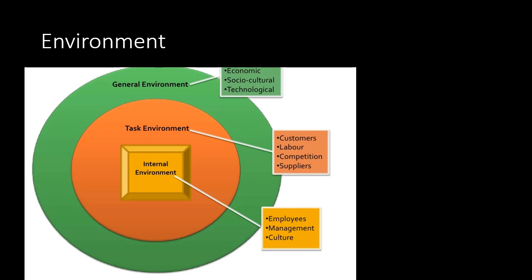The external environment includes two types: task environment, which we can also call the competition environment or operation environment, and the general environment. The task environment is related to customers, labor, competition, suppliers. But the general environment is the environment that affects all the industrial sectors, or different industrial sectors at the same time, like economic environment, social environment, cultural environment, technological environment, legal and political environment. The characteristic of this environment is that it is general in its effect.